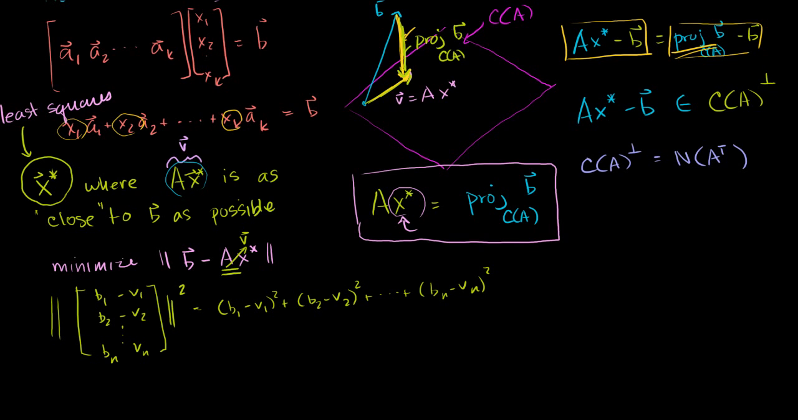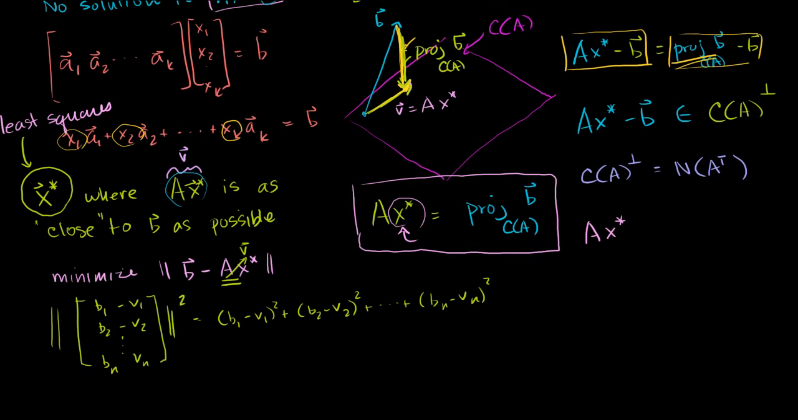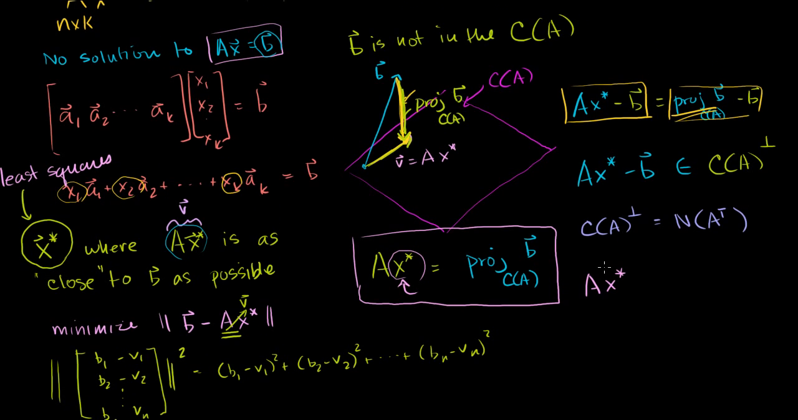So we can say that A times my least squares estimate of the equation AX equals B. I wrote that: X star is my least squares solution to AX equals B. So A X star minus B is a member of the null space of A transpose.